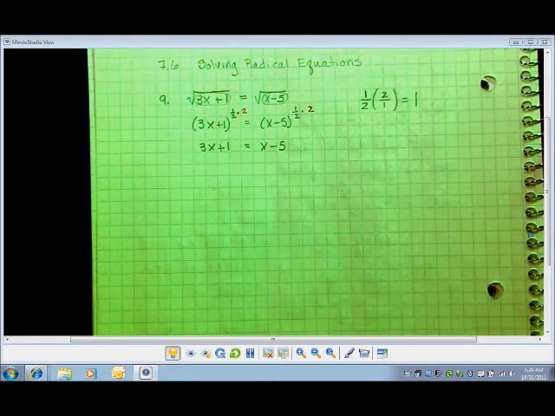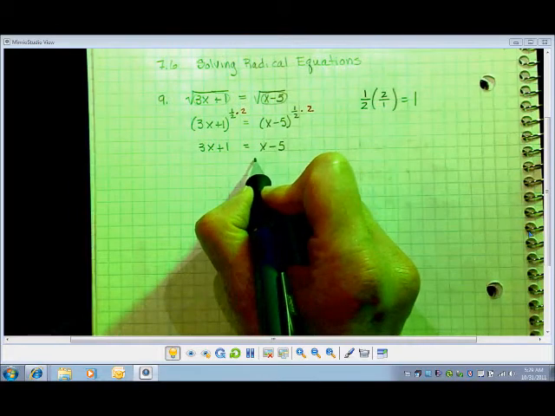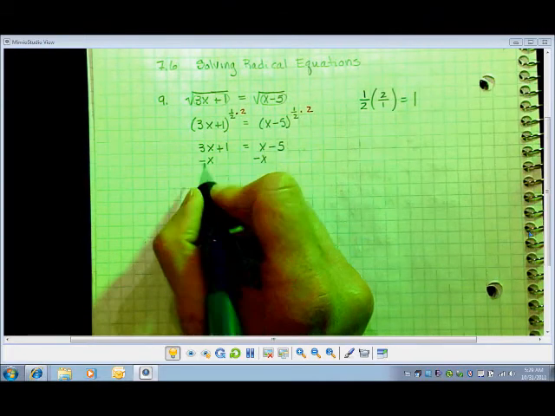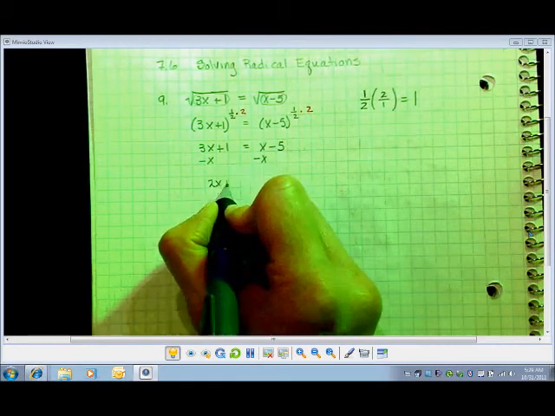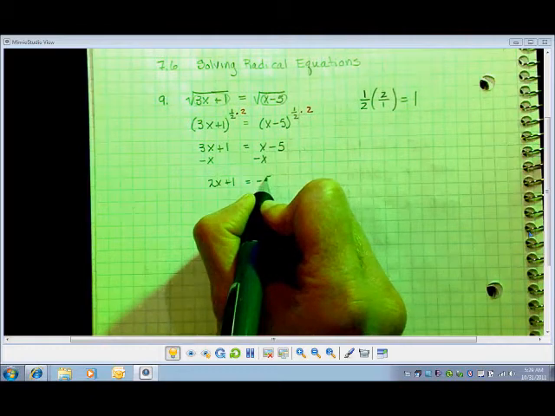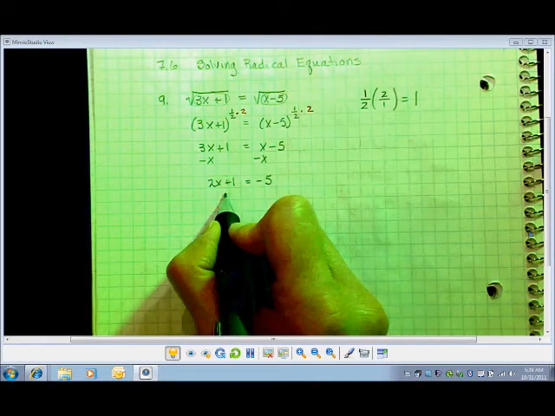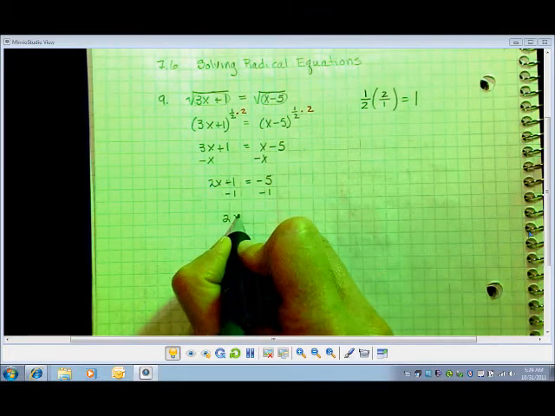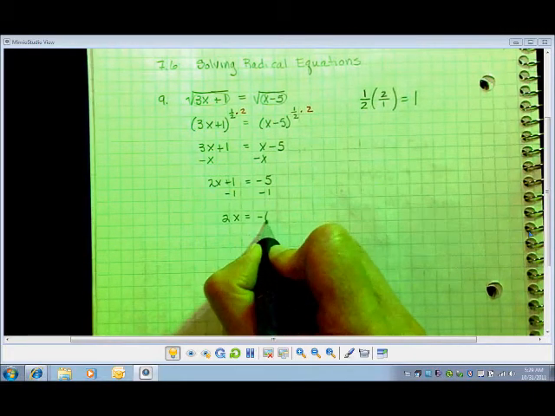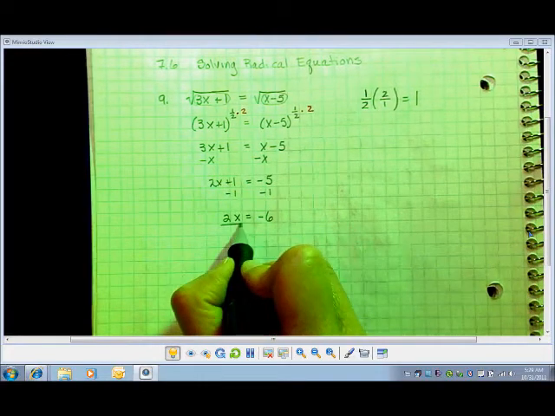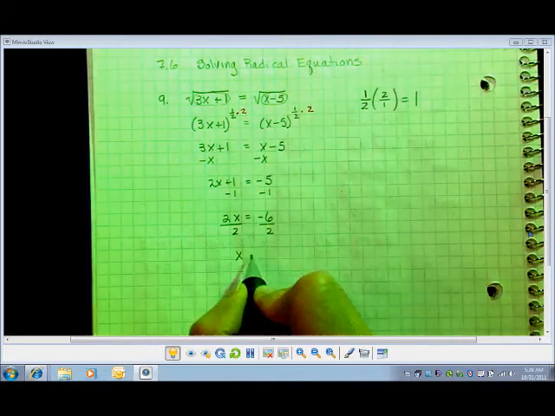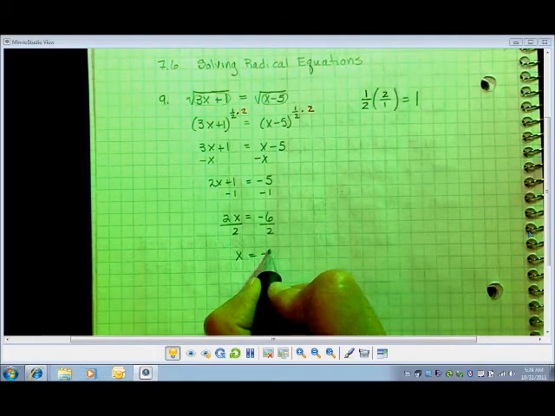So now I just need to get x like I do in Algebra 1. I'm going to subtract x from both sides. So that gives me 2x plus 1 equals negative 5. And I'm going to subtract 1 from both sides, which gives me 2x is equal to negative 6. And divide both sides by 2, which gives me x is equal to negative 3.